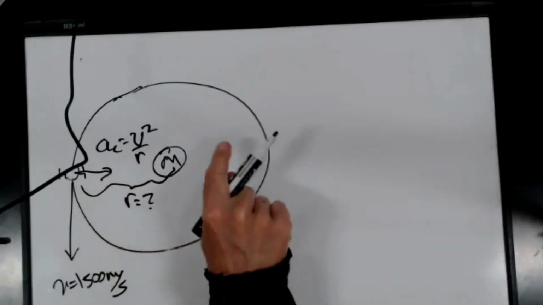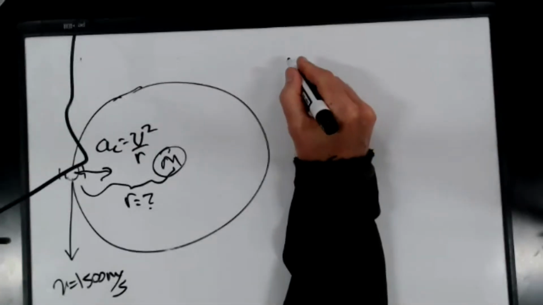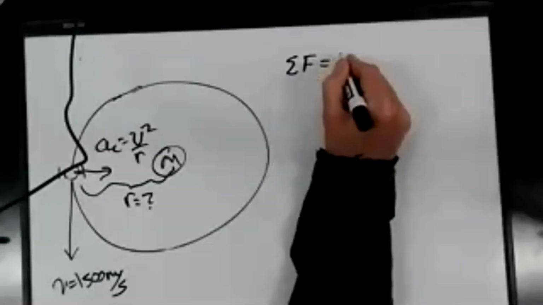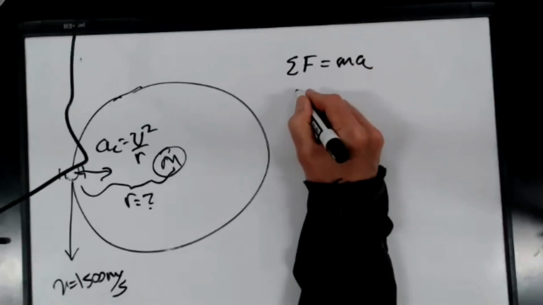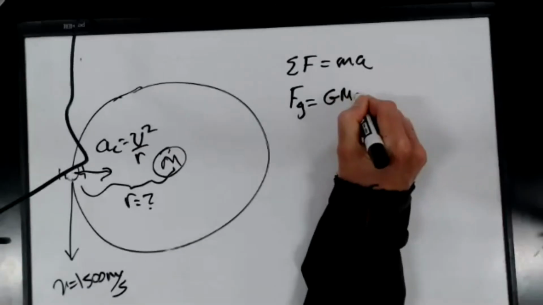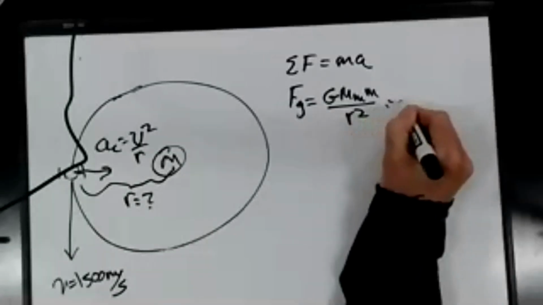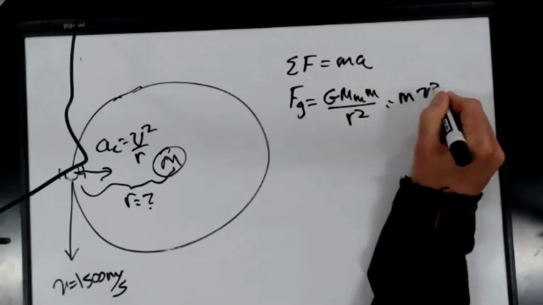What's causing the satellite to stay in orbit? Oh, the gravity of the moon. Yep. And so what we have here is the sum of the forces is equal to the mass times the acceleration, like we always do. And we just got one force here. That's just G times the mass of the moon times the mass of the satellite divided by r squared is equal to m times v squared over r.